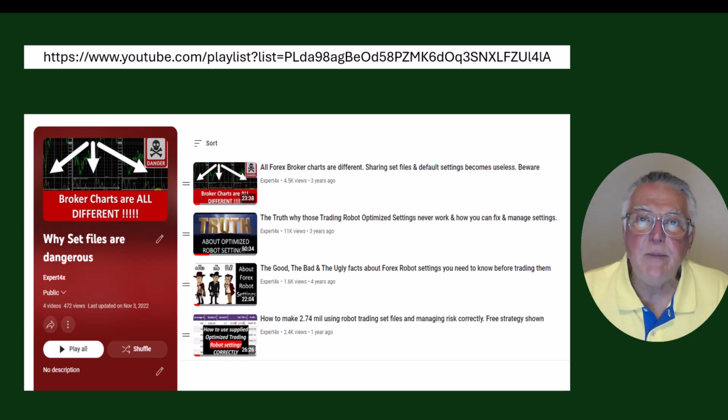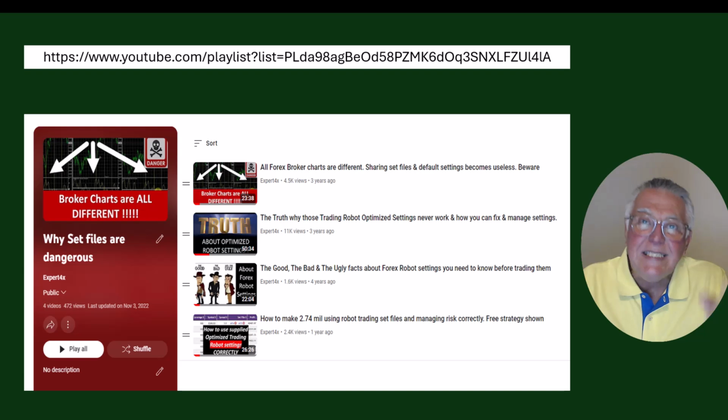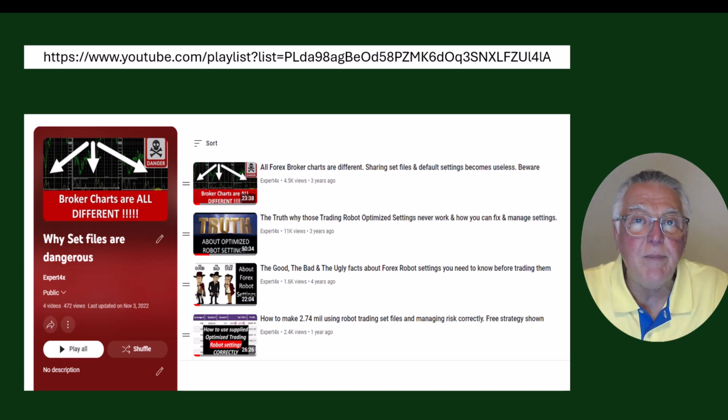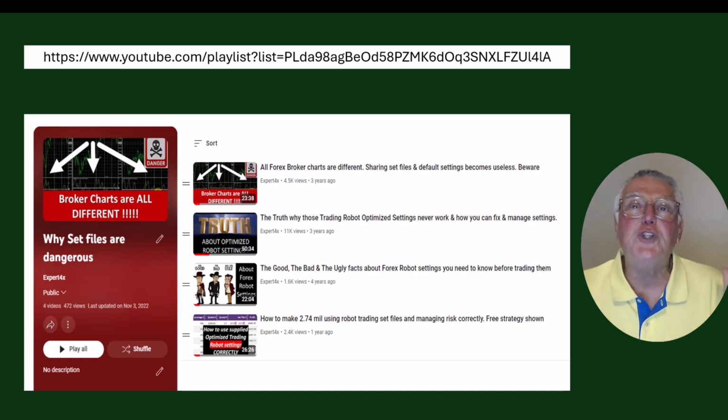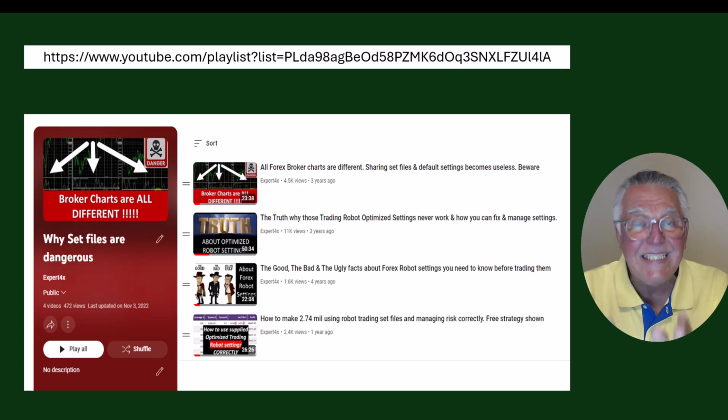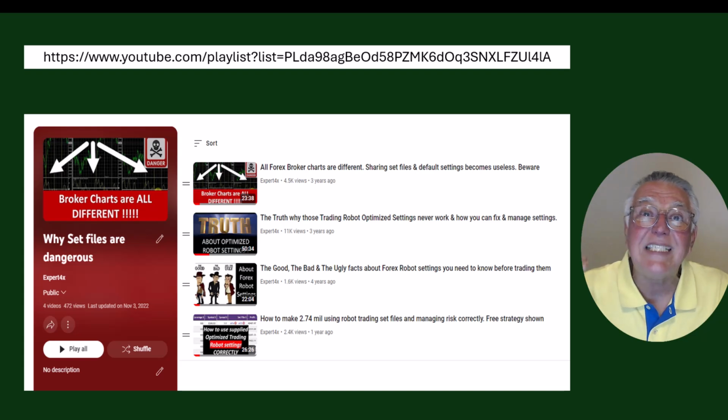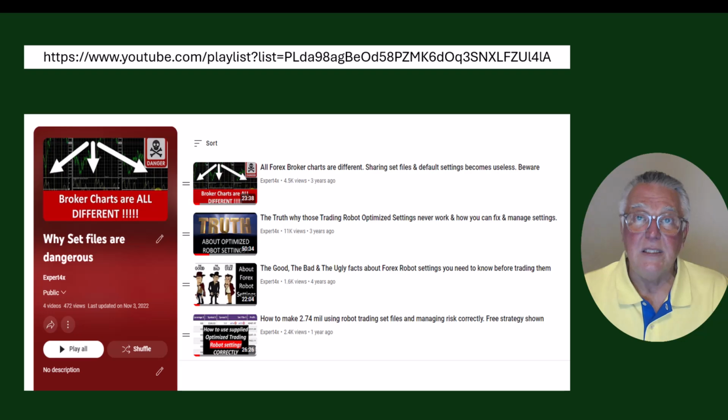When traders come to us and say, these set files you've given me are rubbish, we say, yes, they are rubbish. It's up to you to use them in the correct way. And in the next video, I'm going to show you how you can use exactly the same settings as I've shown you in this video and make them safe to use so that you won't incur those margin calls.